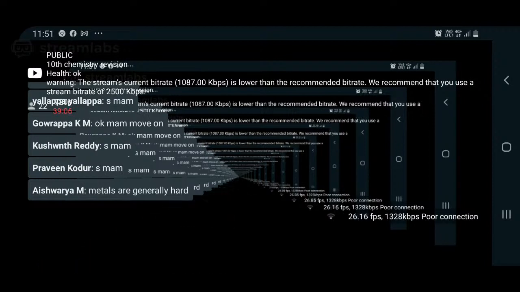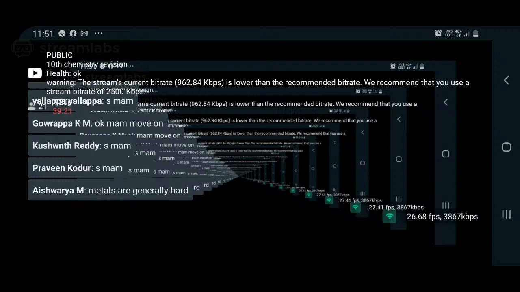Why are they called amphoteric oxides? These metal oxides react with acids and bases to produce salt and water. Hence they are called amphoteric oxides. Okay, this is very important. These two examples, aluminium oxide and zinc oxide, are called amphoteric oxides.